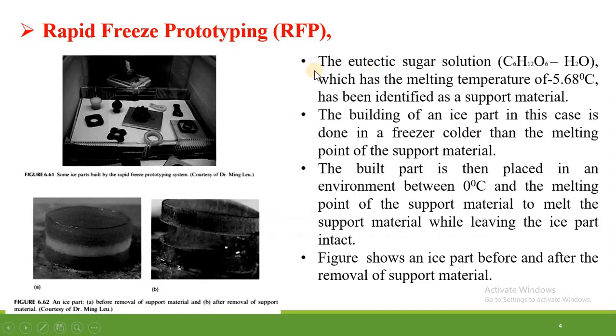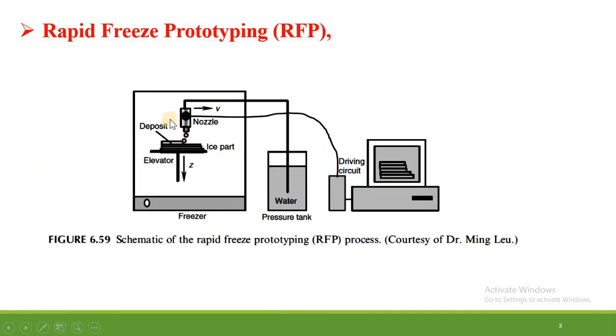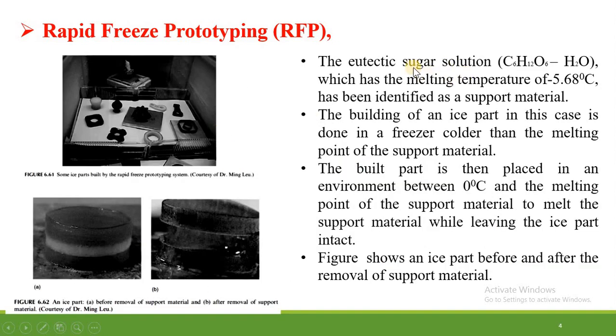As we know, every liquid based prototyping system needs a support structure. In stereolithography we have seen that the main material itself provides a support structure, but here eutectic sugar solution, that is a mixture of sugar plus water, which has a melting temperature of -5.68 degree centigrade, is identified as a support material. While building any 3D model, suppose we want to manufacture a T-shape, we need to support the material and we can use the sugar solution as support material.